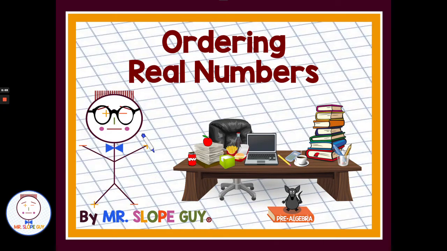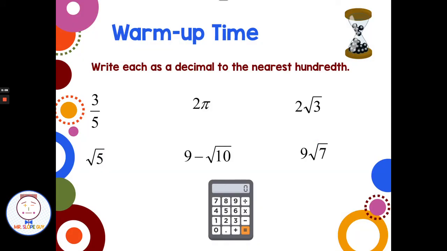Ordering real numbers lesson. We're going to look at some examples and go through how we order real numbers. We're going to start with a warm-up here. You can use a calculator, and I want you to write each of these as a decimal to the nearest hundredth. Pause the video here and come back. We'll see how you did.